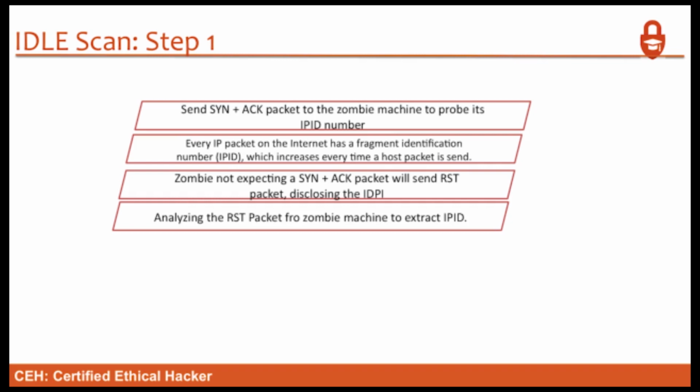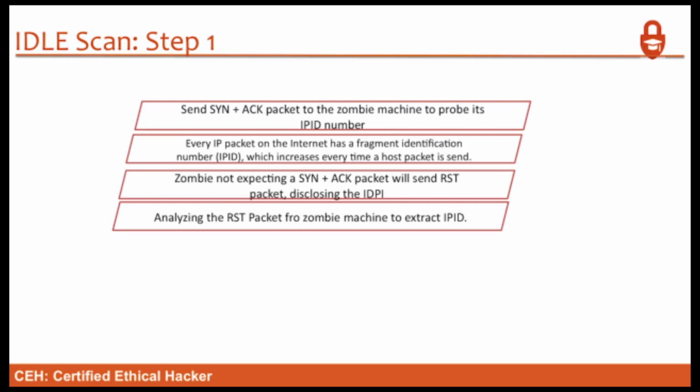So, when it sends the reset packet to us, it also exposes its current IPID, what the current sequence number is at. So we want to analyze the reset packet from the zombie machine, extract that IPID number, and then we're going to start throwing numbers at it, guessing it until it starts talking to us. So that's kind of the plan.